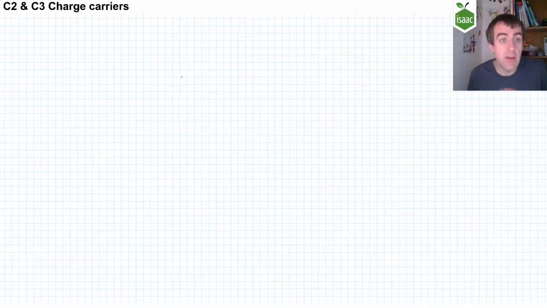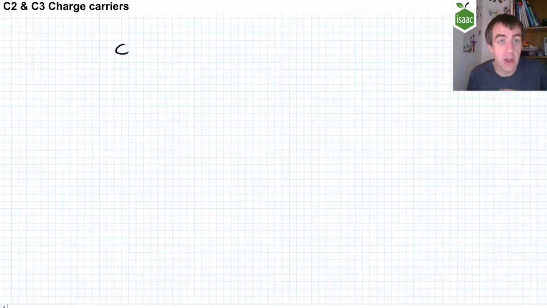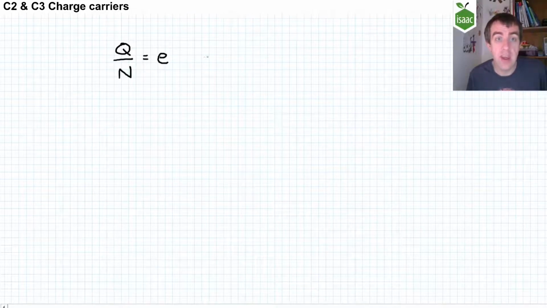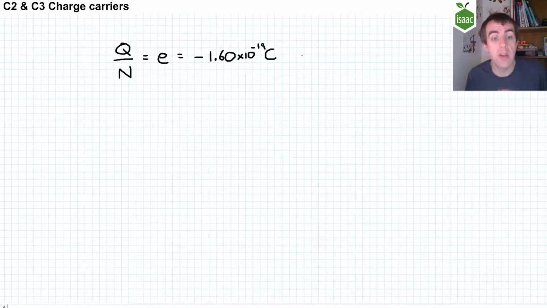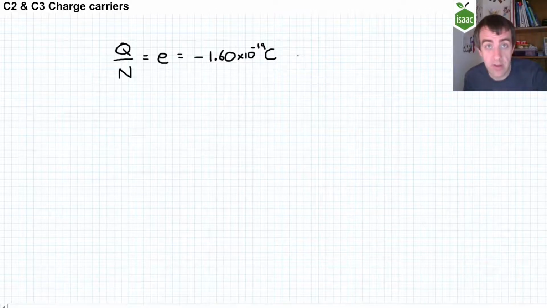If I know the total amount of charge, we can call that Q, and I know the total number of electrons, we can call that N, and the charge per electron is E, and E works out to be negative 1.60 times 10 to the negative 19 coulombs to three significant figures.